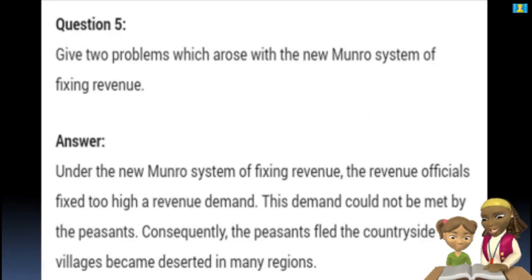Question: Give two problems which arose with the new Munro system of fixing revenue. Answer: Under the new Munro system of fixing revenue, the revenue officials fixed too high a revenue demand. This demand could not be met by the peasants. Consequently, the peasants fled the countryside and villages became deserted in many regions.